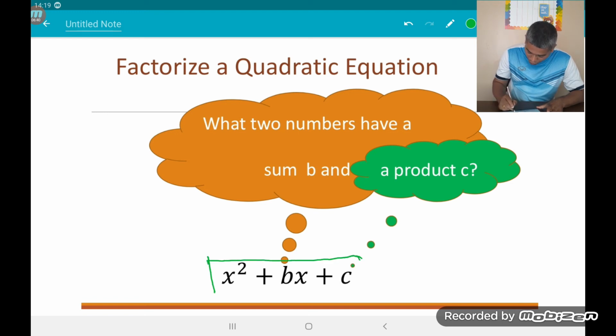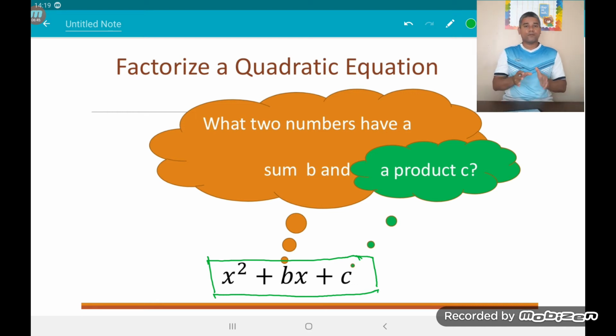You know that we are talking about only quadratic equations with the coefficient of x square equal to 1. So the general form will be x square plus bx plus c, where a is equal to 1. So what you have to think about is finding two numbers. When you add those numbers, the sum of those numbers should be the letter b, and the product should be the letter c.